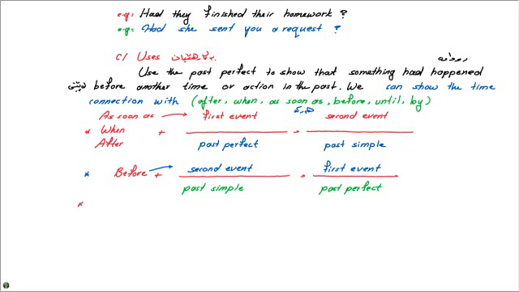Until we have the second event, then we have the first event. For the second event, we usually use past simple. For the first event, as usual, past perfect.